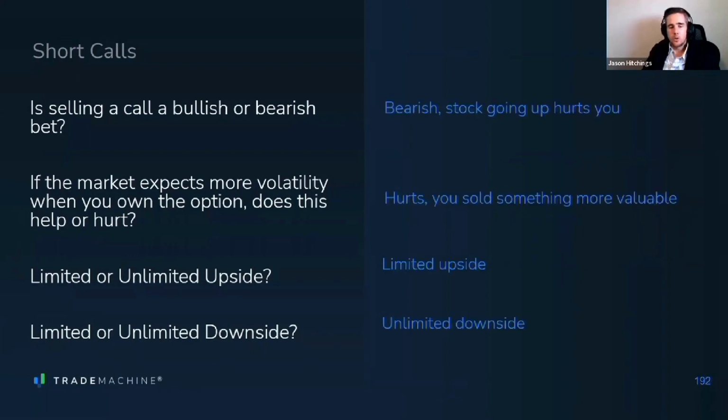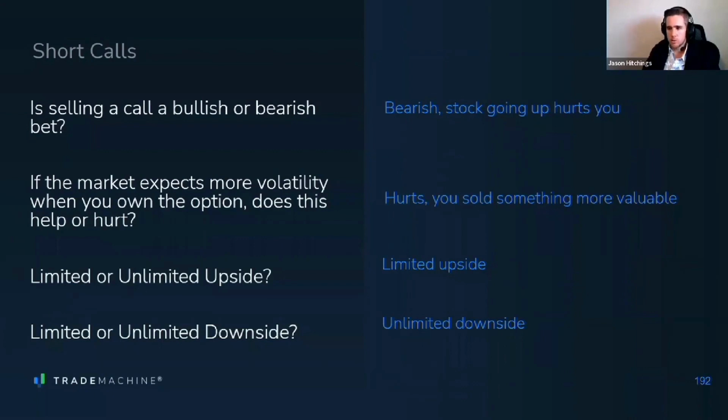When you're short a call, you don't want the stock to go up. If you're short any option and the volatility in the market starts to increase, then the option becomes more valuable, and that hurts you, at least in the short-term P&L, because you sold something that's going up in value. Short calls have limited upside and unlimited downside.